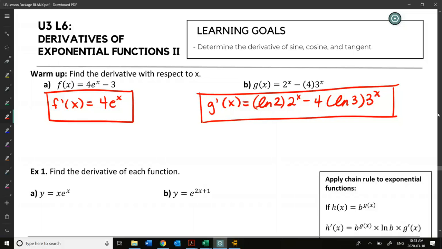Okay. So we are going to practice kind of bringing in some previous rules that we've learned in the course into exponentials, derivatives of exponentials.